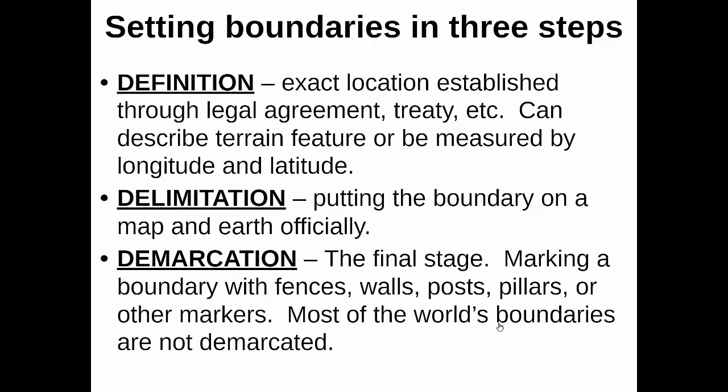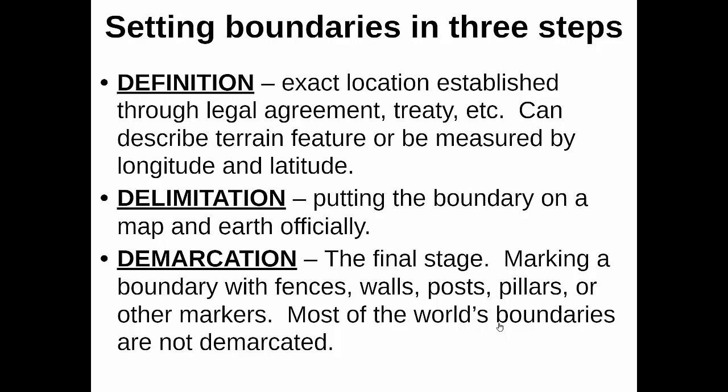All right. Oh, you thought we were done with boundaries, and you're wrong. We're about to get to the 3 Ds of boundaries. That's boundary setting. When two countries get together and they want to establish what boundaries will be, they have to go through 3 steps, the 3 Ds. The first is called definition. That's when an exact location is going to be established through a legal agreement, through a treaty. It usually describes terrain features or longitude, latitude lines that are going to be used from this point forward to determine the legal definition of where that boundary is on paper.